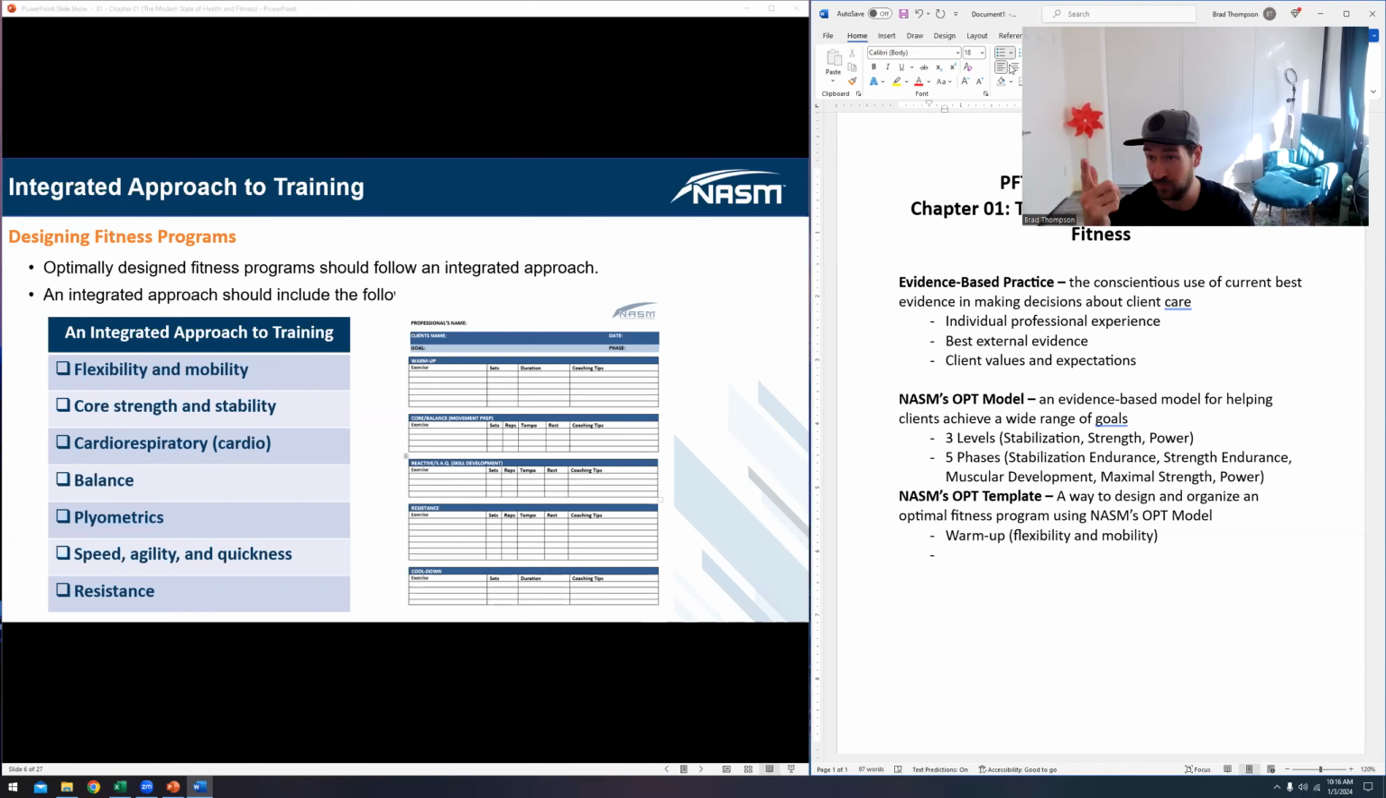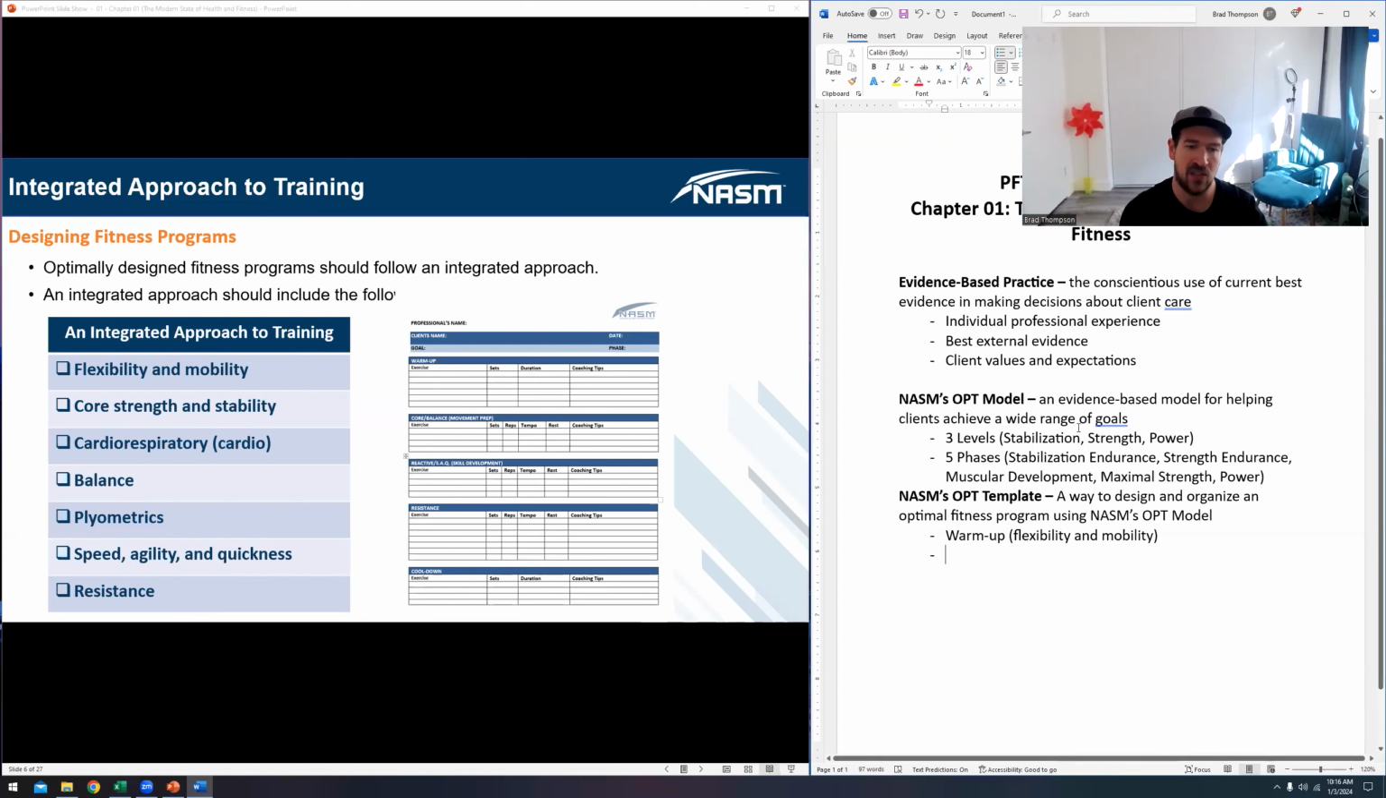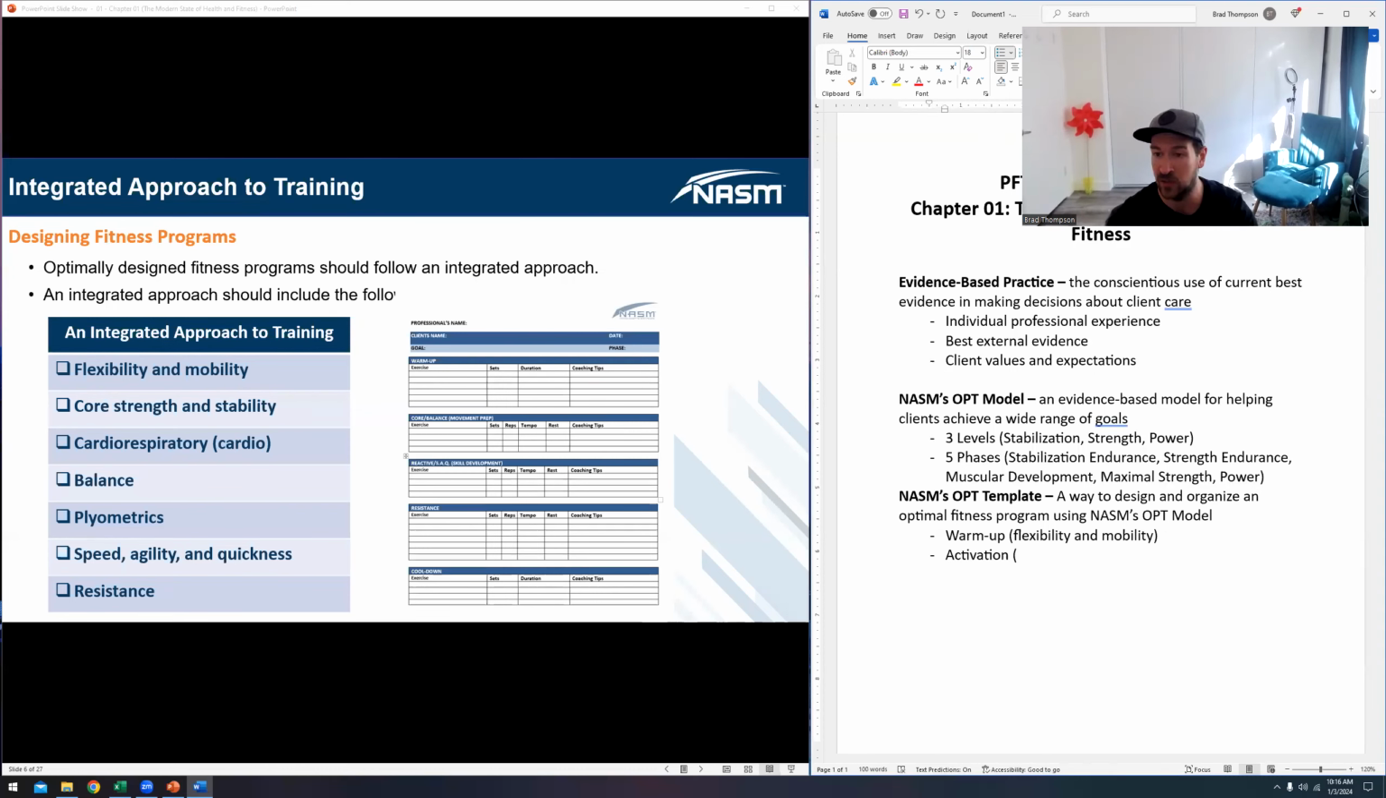It is going to be, which we talked about the importance of earlier, focused into an activation section where you are going to address core and balance. It's going to be broken into a skill development section where you are going to address reactive / plyometric training and SAQ, which is speed, agility, and quickness.